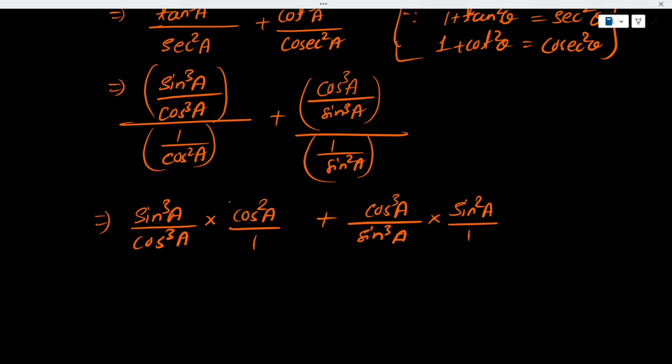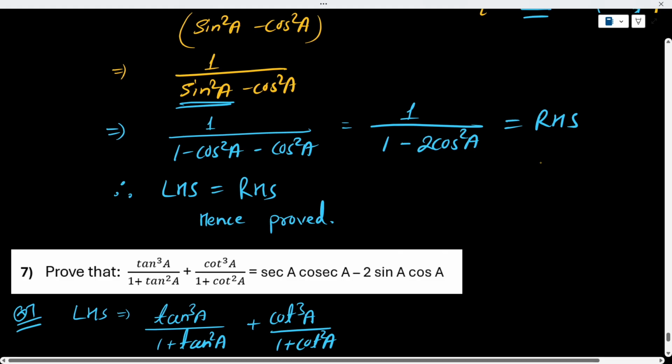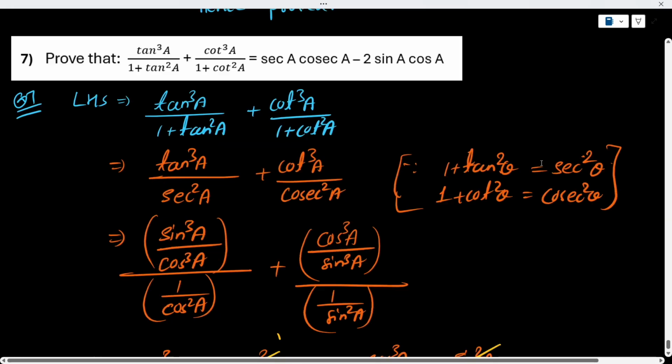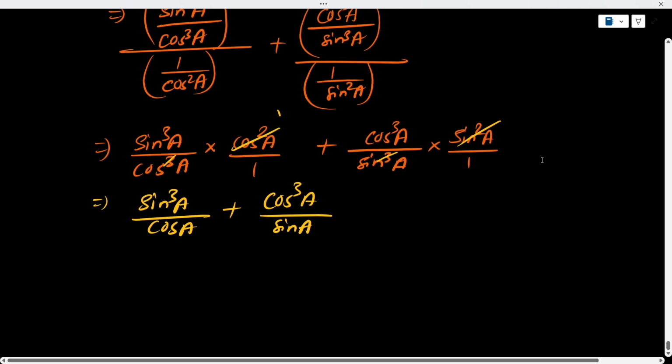Now if you see, you can cancel cos square A and it will become cos A. Here sine square A and sine cube A will become sine A. So we are left with sine cube A by cos A plus cos cube A by sine A, right? Now look at the right hand side: there is no denominator. It is just given sec A cosec A plus 2 sin A cos A.